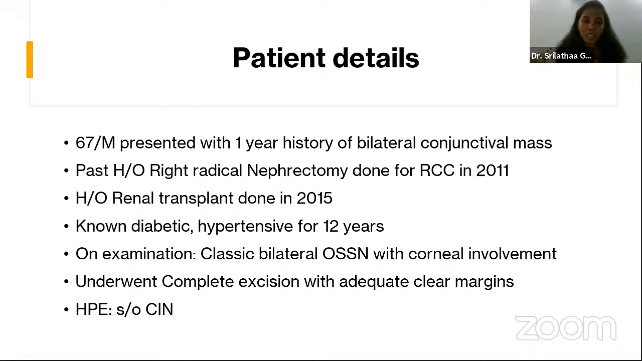On ocular examination, the slit lamp revealed a classic bilateral OSSN with corneal involvement. There was no doubt in the diagnosis, and we went ahead with a surgical excision. We did a complete excision with adequate clear margins. And his histopathological report showed that it was a conjunctival intraepithelial neoplasia.